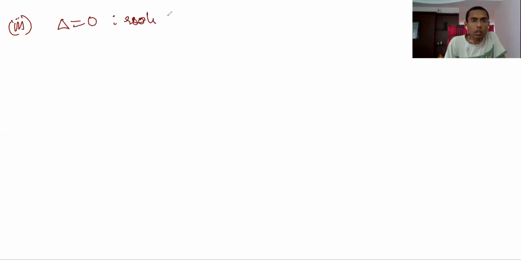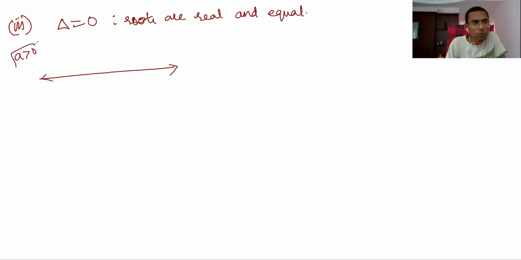And the next one. So what is the third case? The third case is delta equal to 0. What will happen? That means both the roots are real and equal. So here also there are two cases. Let's take a greater than 0. That means upwards. Real and equal means it's going to intersect at only one point. So both the roots are the same.